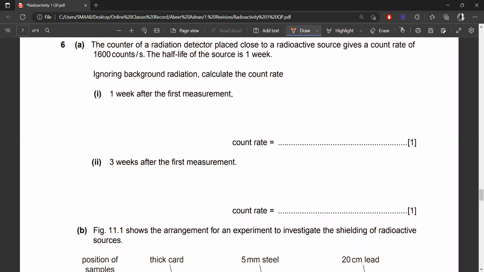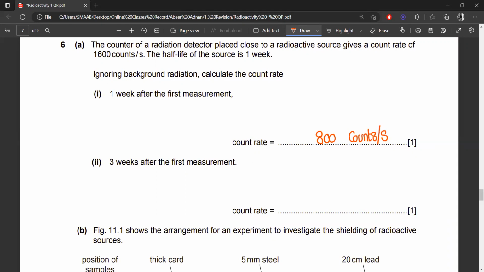Okay, so question number 6. The counter of a radiation detector placed close to a radioactive source gives a count rate of 1600 counts per second. Half-life is 1 week. Ignoring background radiation, calculate the count rate 1 week after the first measurement. 800? 800, that is very simple. Half-life 1 week, so after 1 week we are getting 800.